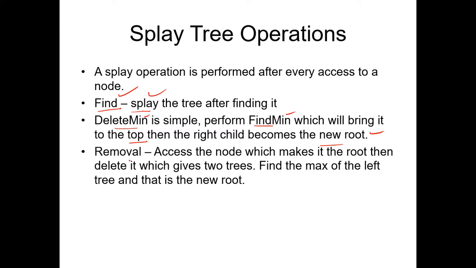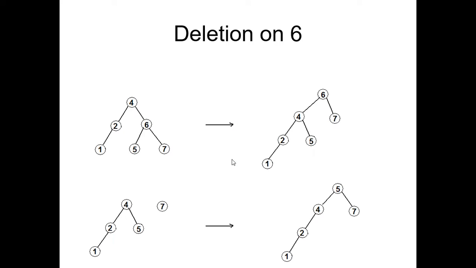And when you are trying to remove any node from the splay trees, access the node, which makes it the root, then delete, which gives two trees. You can see with an example here how you perform a removal operation. For example, you want to remove, let us say, 6 here. First you search for 6. Before you delete, you need to search whether it is available or not. Only then you can go for delete. So you perform a search operation.